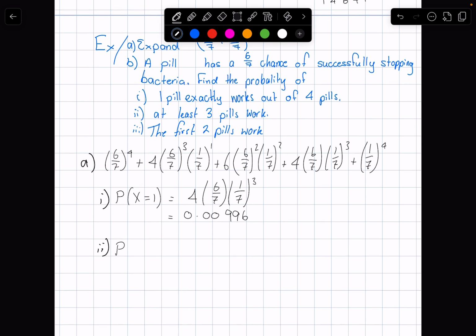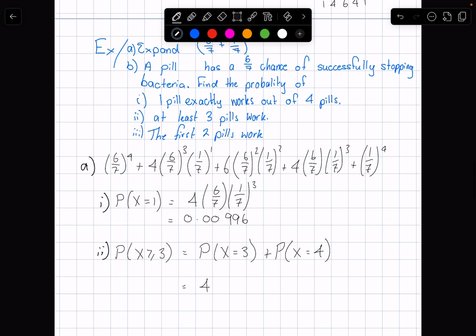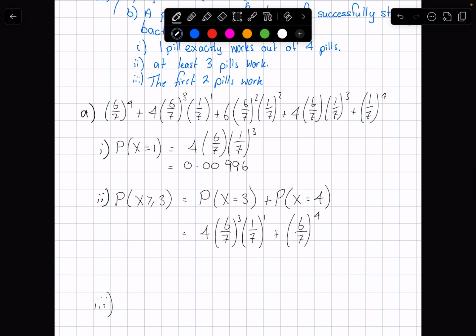At least 3 pills work, so the probability that X is greater than or equal to 3. Now with binomial, we can't just do it as it is. We need to look at all the cases. So this is the same as the probability that X is equal to 3 plus the probability that X is equal to 4. So the 2 outcomes that give us what we want. So now I look for, where do my powers have 3 and 4 in the first bracket? Well, I've got this term for 4 and this term for 3. So I'll write 3 in first. 4 times 6 over 7 to the power of 3, 1 over 7 to the power of 1, plus 6 over 7 to the power of 4 for 4 pills working.